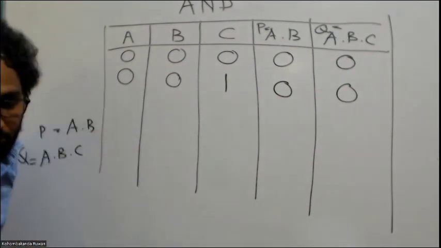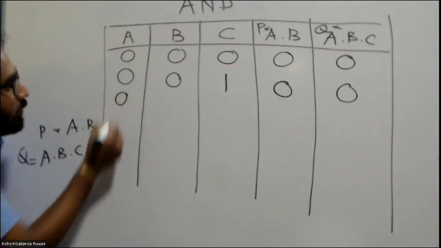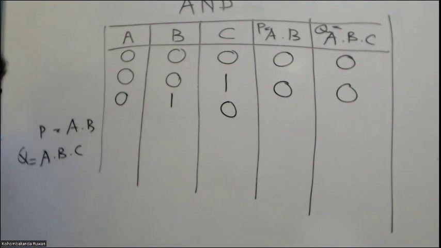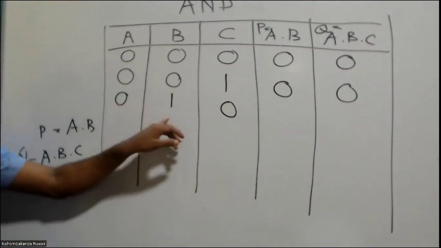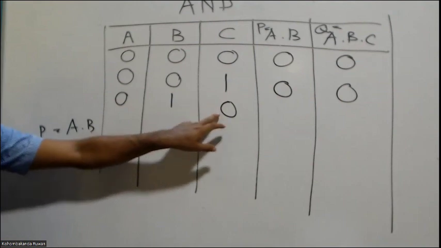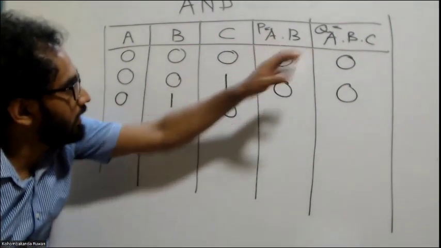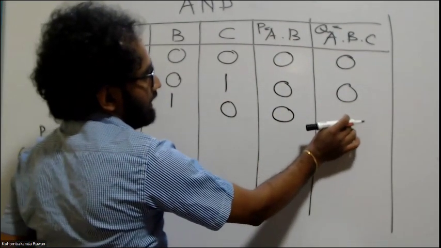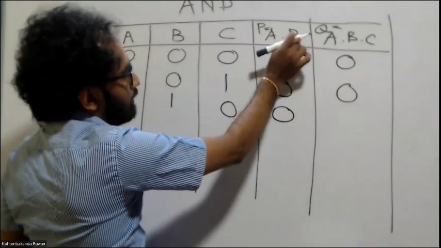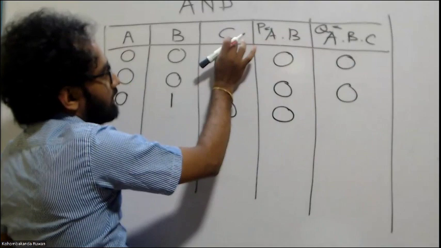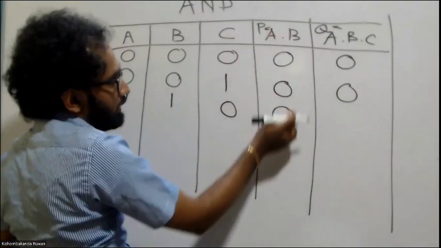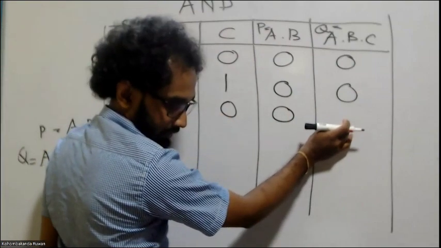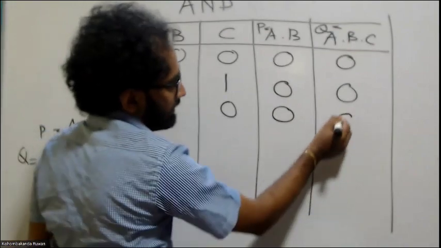Next one, let's see. A is 0, B is 1, C is 0. What will be the result here? A and B, that means 0. Then tell me A and B and C now. Compare this one. A and B is 0, C is also 0. What will be the result for it? 0.